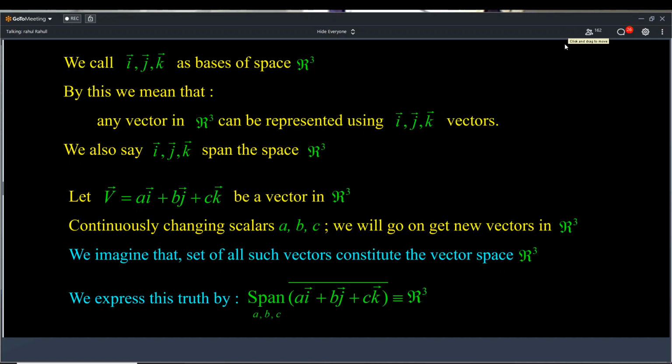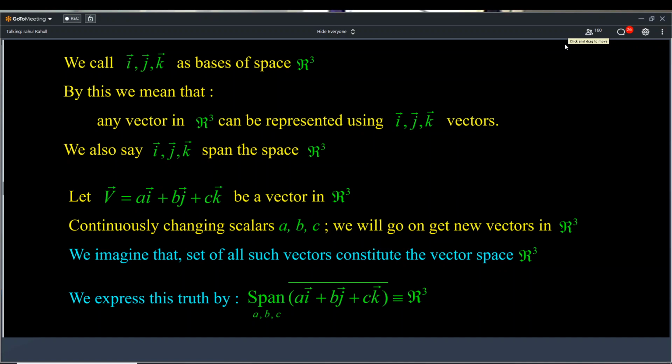So let V = ai + bj + ck be a vector in R3. That is, it's a vector in three-dimensional vector space. By continuously changing the values of a, b, c, that is the linear coefficients, we are going to get a new vector in R3. The collection of all such vectors is nothing but the vector space which will be spanned by i, j, and k, that is the three basis vectors.